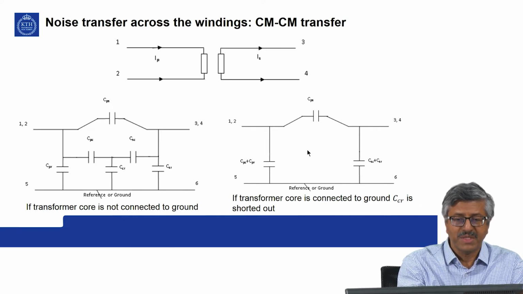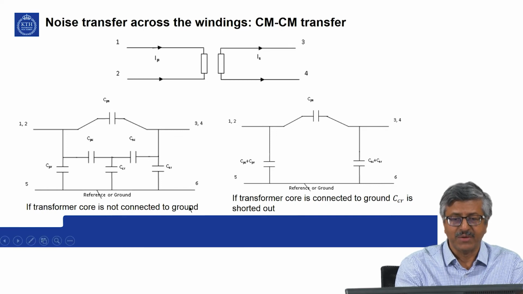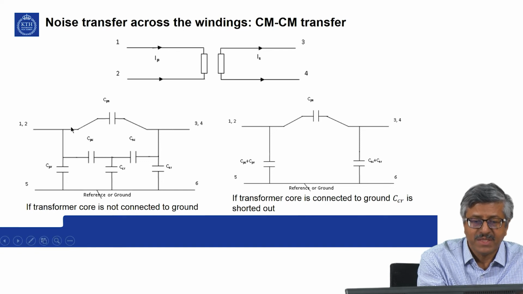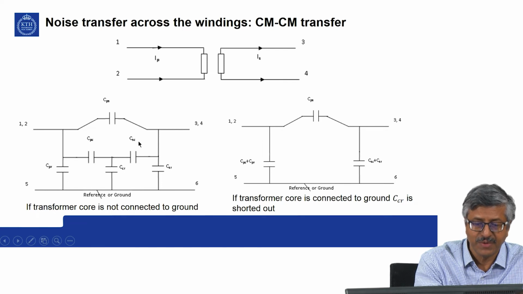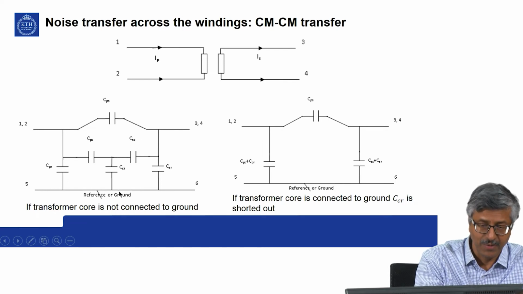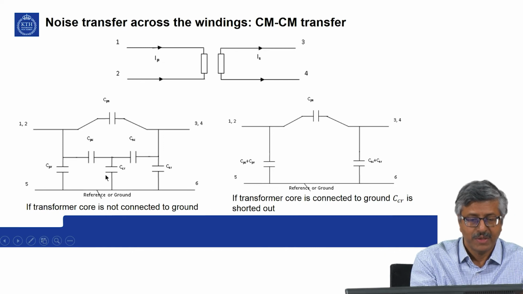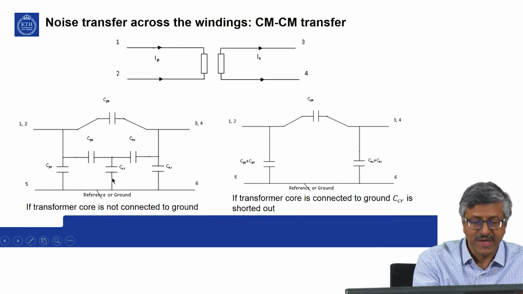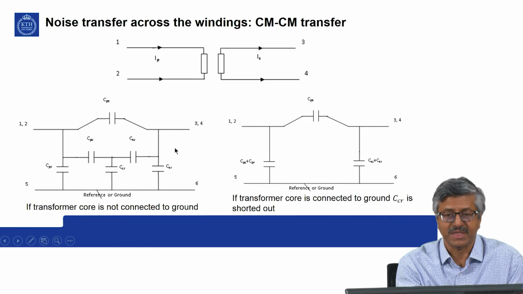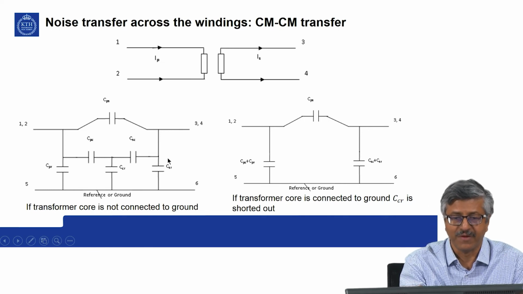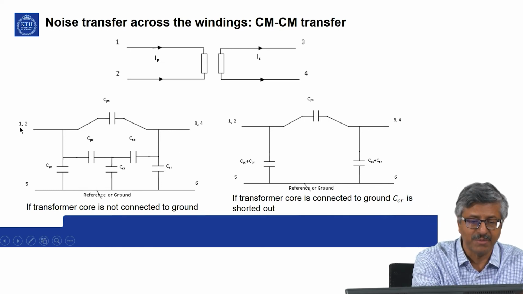What happens is that if the core is not connected to the ground, this is the capacitance across the windings: primary to the core, CPC, secondary to the core, CSC, and core to the ground. So, this will be the kind of network of capacitances for common mode to common mode transfer. So, 1 and 2 are the same terminal here.